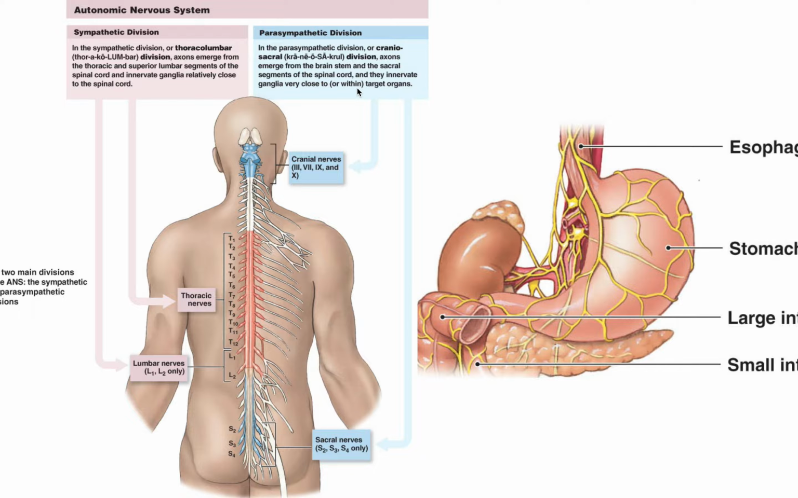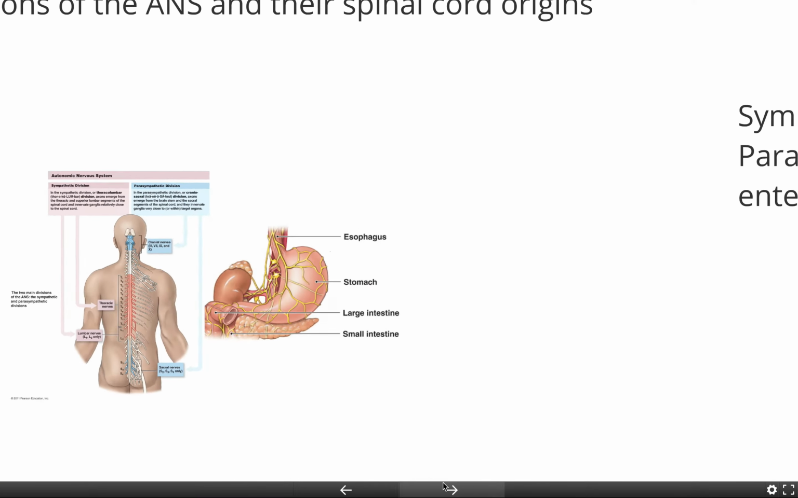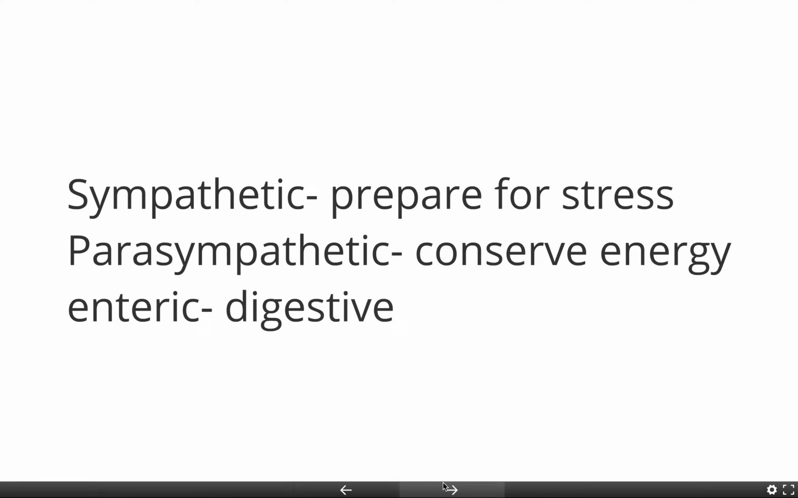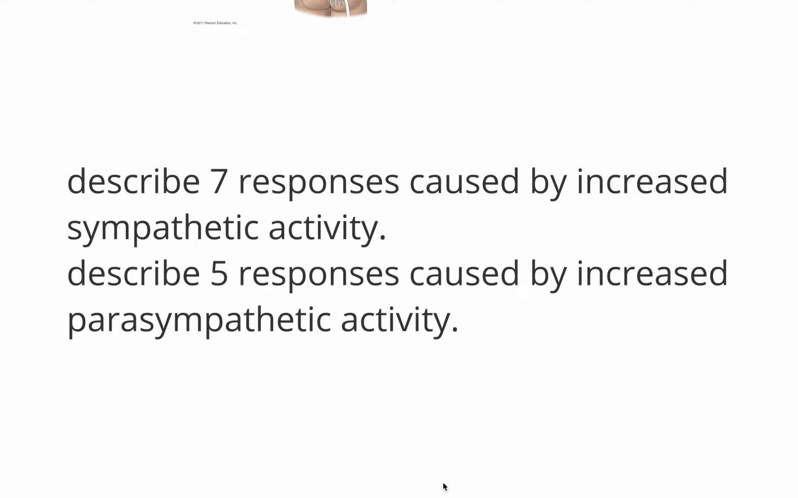It's activated when we're trying to conserve energy. And its spinal cord origins are from the cranial nerves and the sacral nerves, so it's known as the craniosacral division. And then the enteric division controls the digestive system, and its spinal cord origins are kind of a combination. So again, sympathetic prepares us for stress, parasympathetic conserves energy, enteric is digestive. And we talked about the spinal cord origins already. Sympathetic is thoracolumbar, parasympathetic is craniosacral.